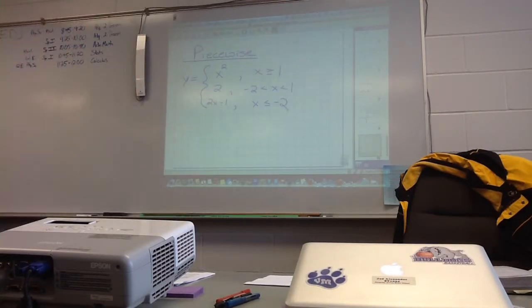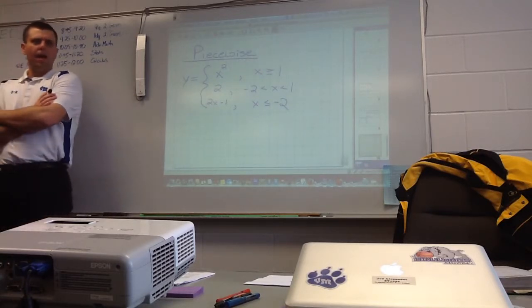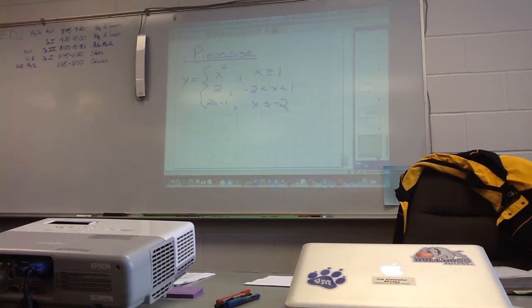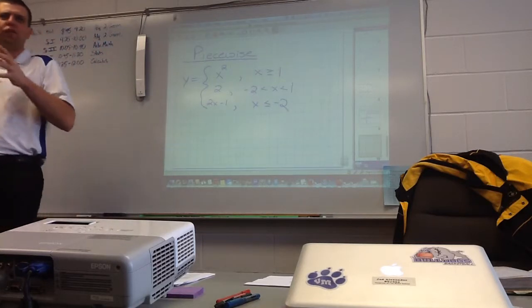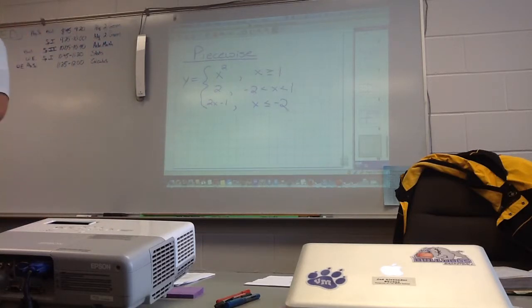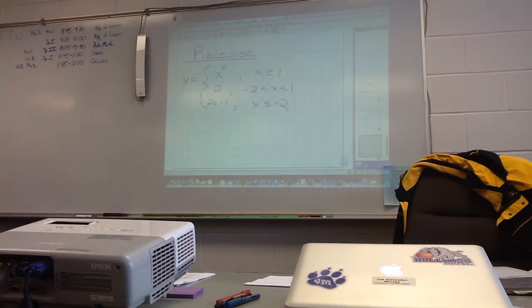Alright, hey, up here. Here's an example of a piecewise function. Okay? A piecewise function is a function that follows different rules for different domains, for different sets of x values.